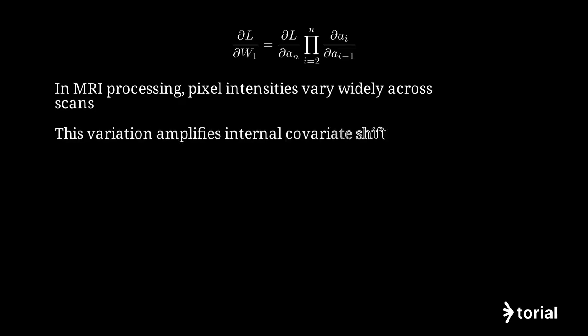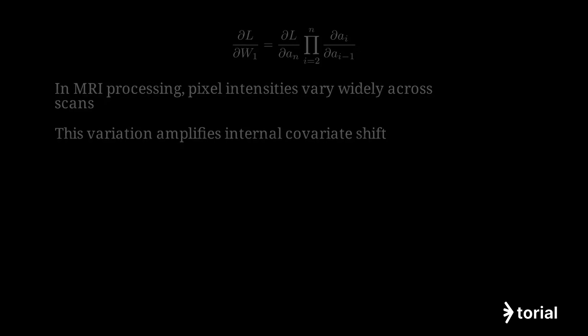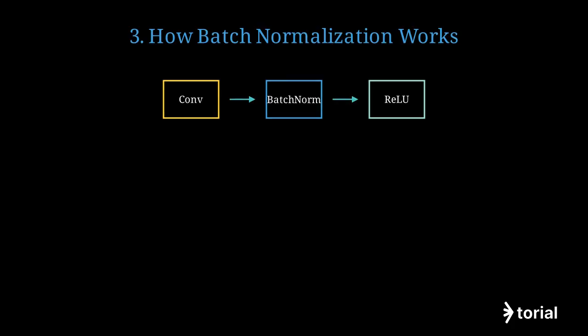This natural variation in medical imaging amplifies internal covariate shift, making the vanishing gradient problem even more severe. Batch normalization solves this by normalizing layer inputs at each training step. Batch normalization is inserted between the convolutional layer and activation function, normalizing the feature maps before activation.